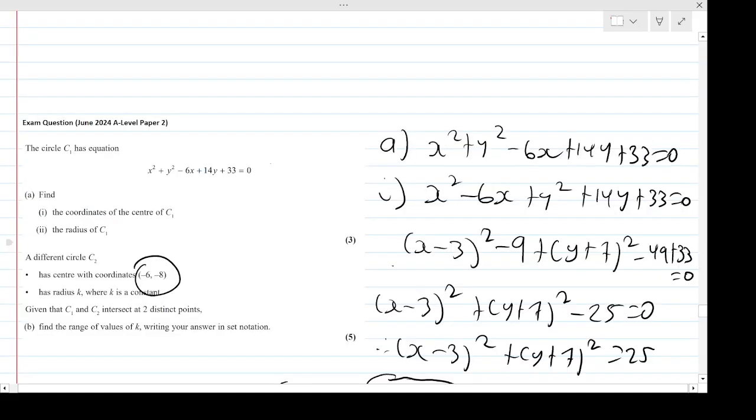Okay, but yeah, so then it says the range of values of k, which we did. Right, the answer is in set notation. Okay, so one final step.